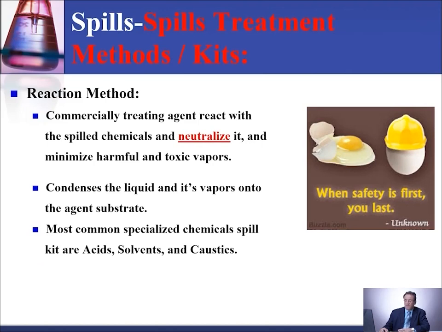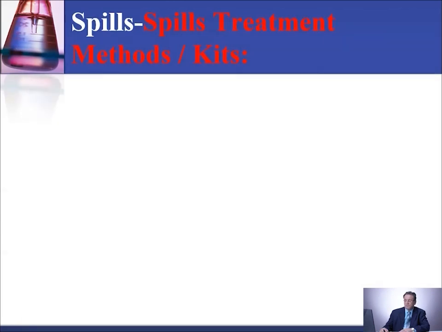The reaction method: a commercial treating agent reacts with the spilled chemicals and neutralizes them and minimizes harmful and toxic vapor. It condenses the liquid and its vapor into the agent substrate. The most common specialized chemical spill kits are for acids, solvents, and gases.